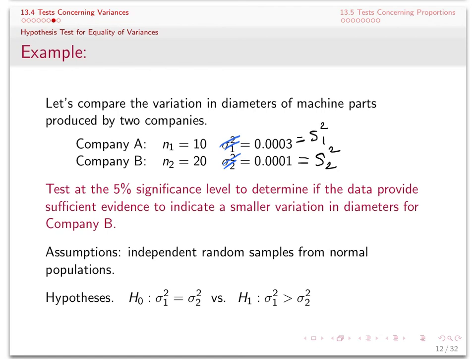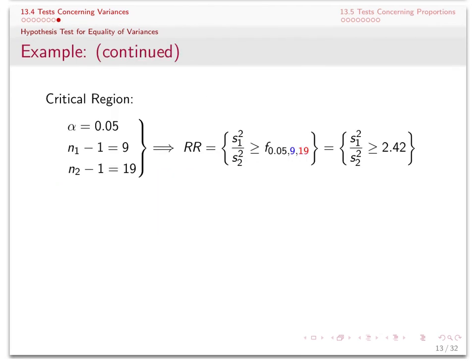And if we're going to construct our critical region, it is going to be the set of values where S1 squared over S2 squared is greater than or equal to the F score with an area of 0.05 in the right tail with 9 numerator and 19 denominator degrees of freedom. If we look that up in the F table, we'll see that the value for our critical score is 2.42.